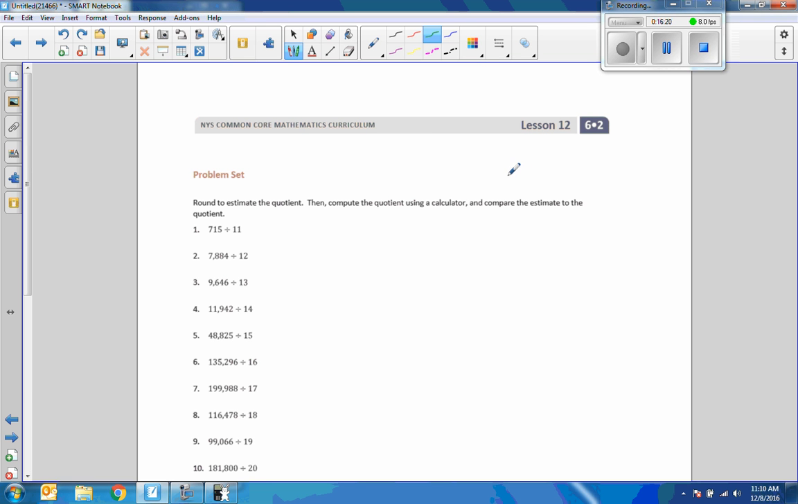That is the end of lesson 12. Try the exit ticket and then go to your problem solver.